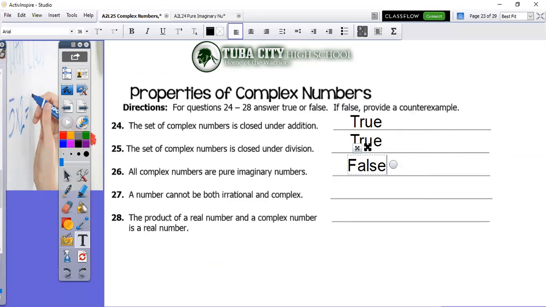All complex numbers are not pure imaginary numbers because if I had something like 7 plus 2i, it has a real part and an imaginary part, and it is complex. So complex, but is not pure imaginary. Let's see, a number cannot be both irrational and complex. That is false.